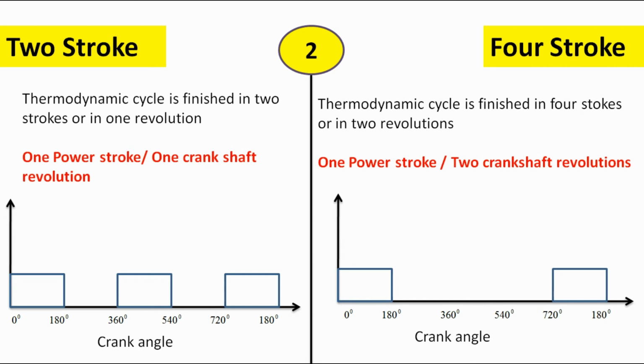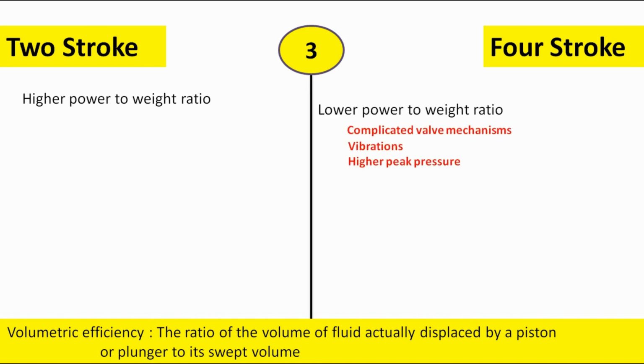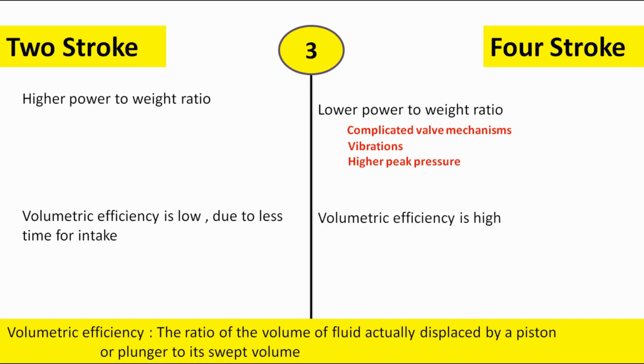Thermodynamic cycle of a two-stroke engine is finished in two strokes or in one revolution, and we have one power stroke for every one crank revolution. Thermodynamic cycle of four-stroke engine is finished in four strokes or in two revolutions, and we have one power stroke for every two crank revolutions. Two-stroke engines have higher power to weight ratio, whereas four-stroke engines have lower power to weight ratio. Volumetric efficiency of a two-stroke engine is low due to less time for intake. Volumetric efficiency of a four-stroke engine is high.